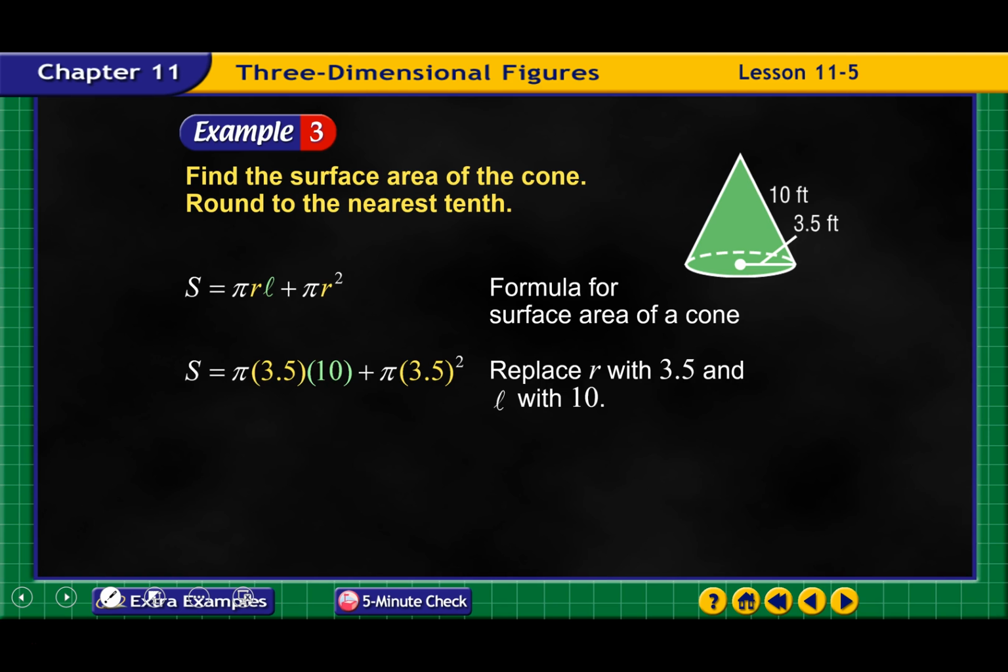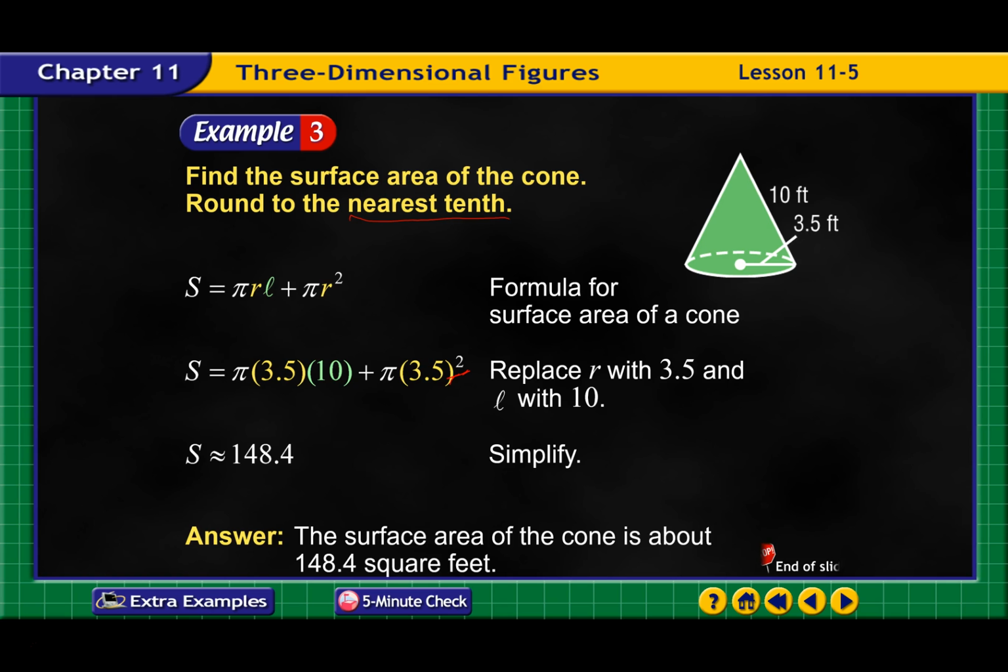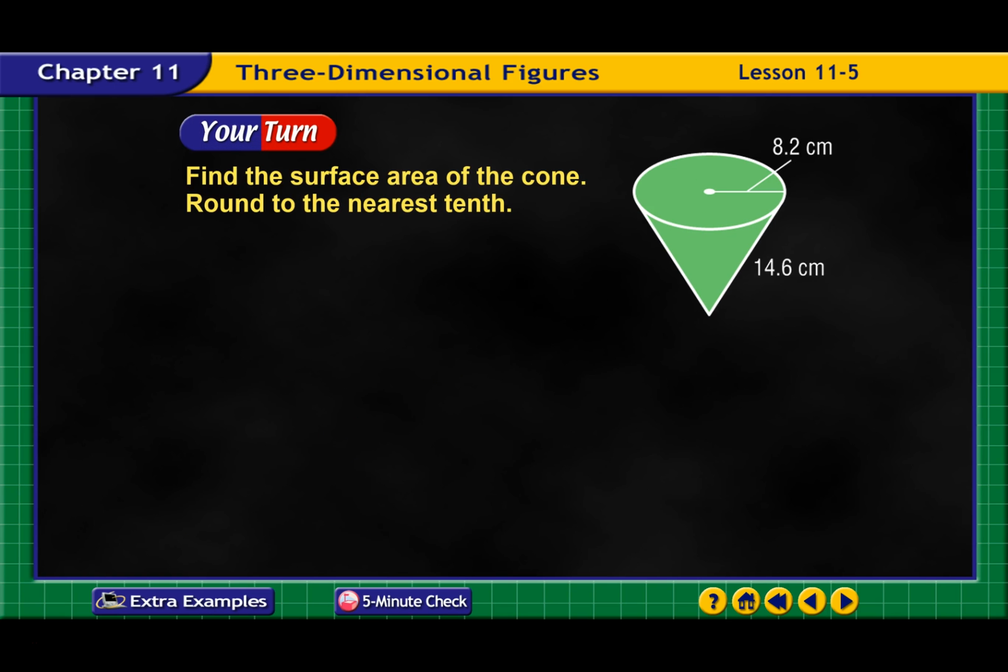Put those in there. So pi times 3.5 times 10 plus pi times 3.5 squared. Make sure you do the squared first. Order of operations. And put those all into your calculator. Ta-da! Approximately, because it said to the nearest tenth, 148.4. So the surface area would be 148.4. This is in feet, so square feet. All right, pause this one, give it a shot.